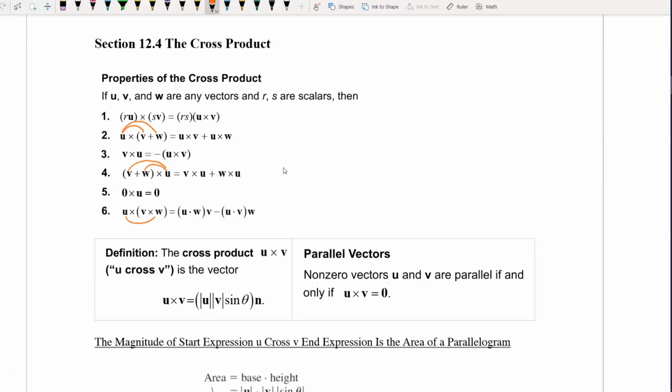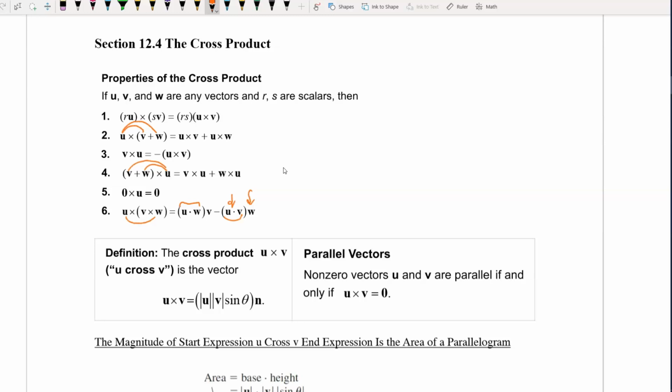minus, then we have these two inside parentheses, (u dot v), then multiplied by w. So first I had these two vectors inside parentheses, and then multiplied by the third one, and then minus. Now I had u and v inside parentheses, and then multiplied by w.